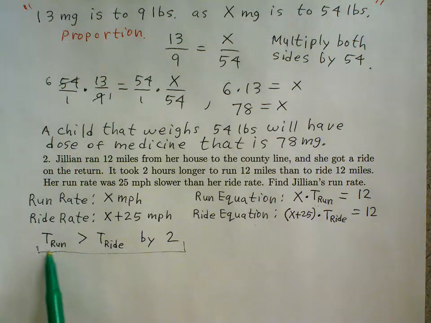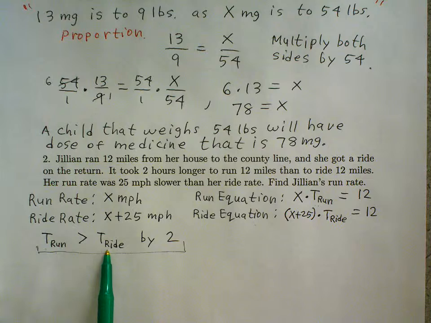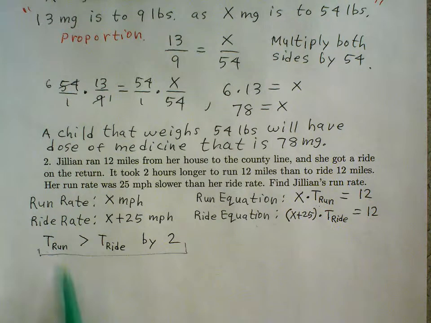Okay, so how would I convert this statement here into an equation? T sub run is a bigger number than T sub ride, and we know that it's bigger by 2. So how can I convert this into an equation? There are actually 4 options, but we just want one of the options. 4 equivalent options, but one will be enough.